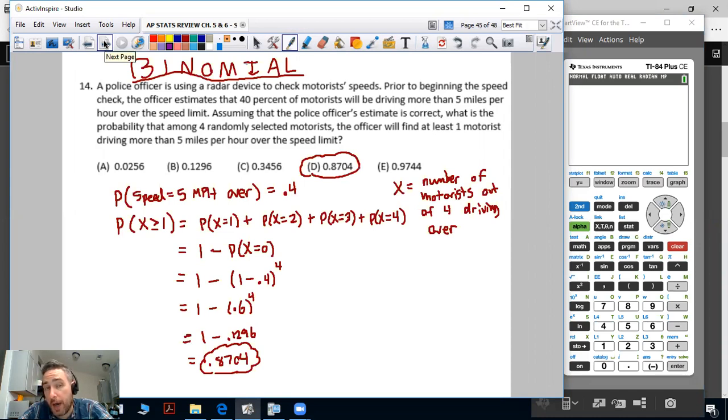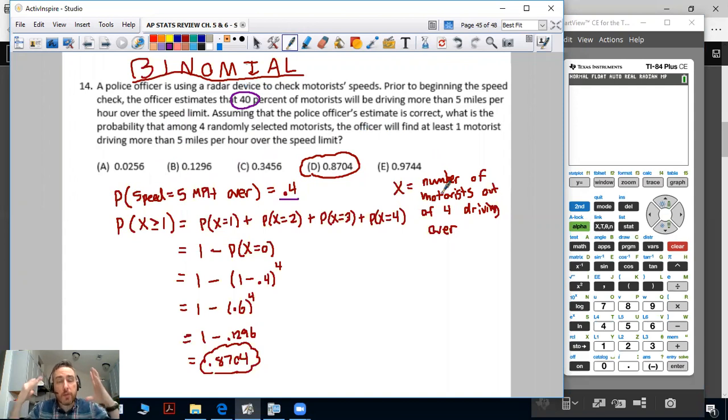Okay, so I think about this problem without having to do a binomial, where the speeding is 5 miles per hour over. That probability, the officer estimated at 40%. So I'm going to write 0.4 for that. I'm going to let X be the number of motorists out of 4 driving over that 5 miles per hour.